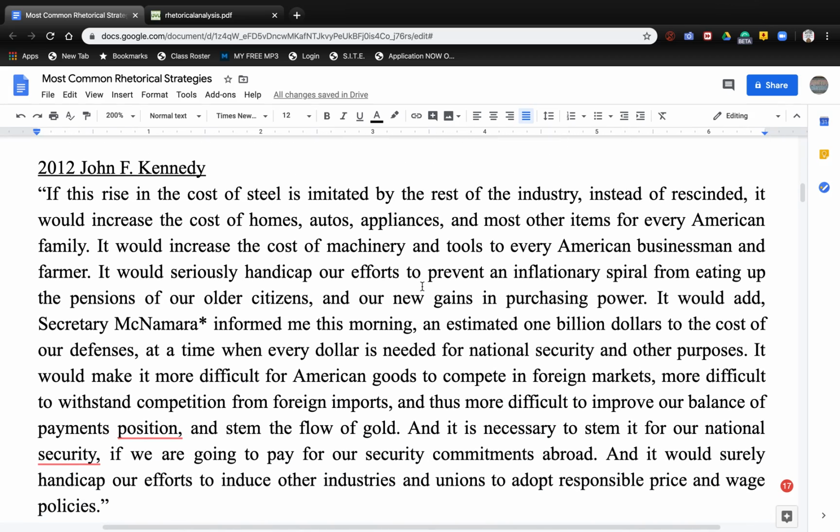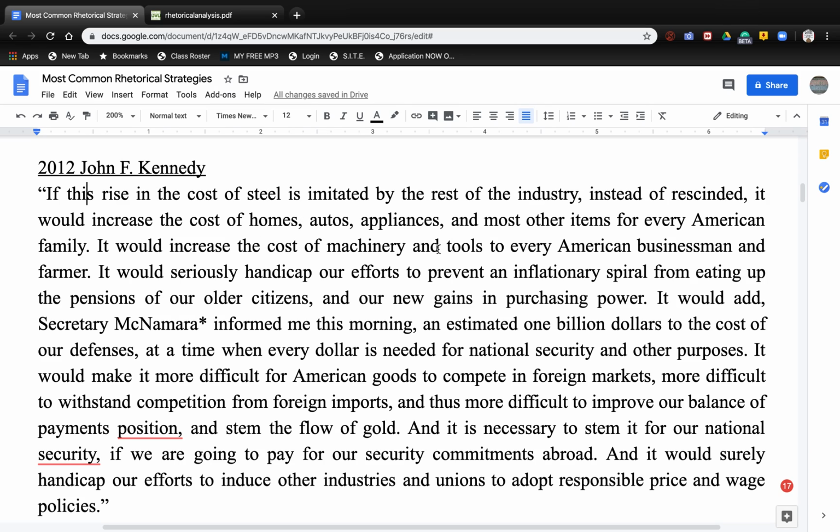Here's another one. This is from the 2012 John F. Kennedy. It almost works in the same fashion with the "if," right? But look at the way he organizes. He creates a domino effect, if you will, of all the ways in which goods in America would increase in price because of the increase of the steel companies. So if this rise in the cost of steel is imitated by the rest of the industry instead of rescinded, it would increase the cost of homes, autos, appliances, and most other items for our American family.